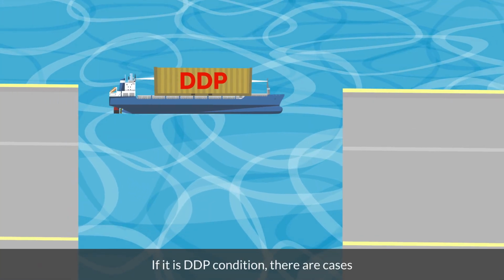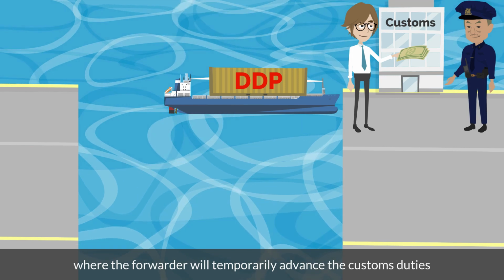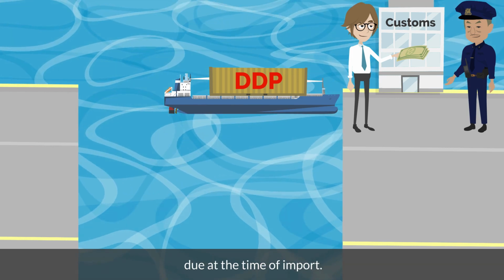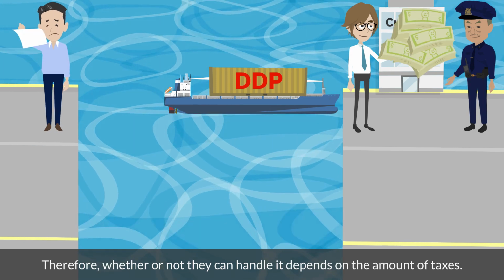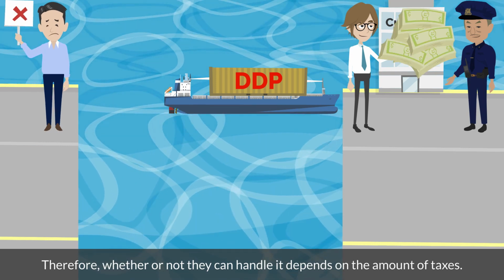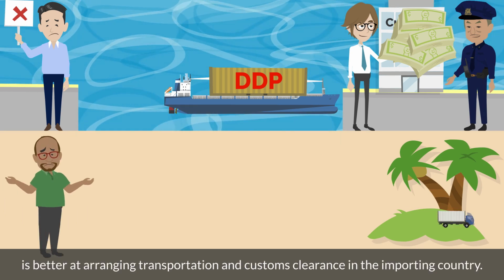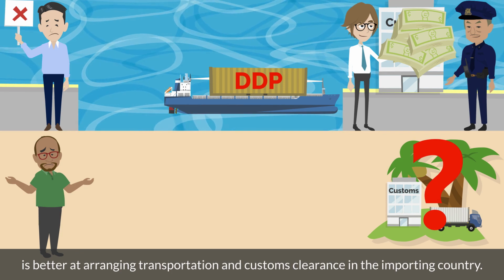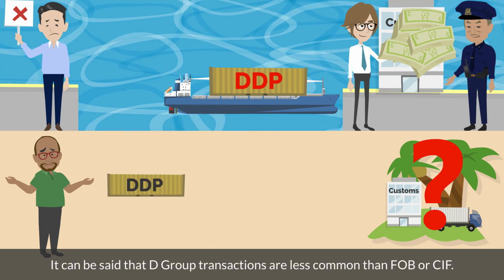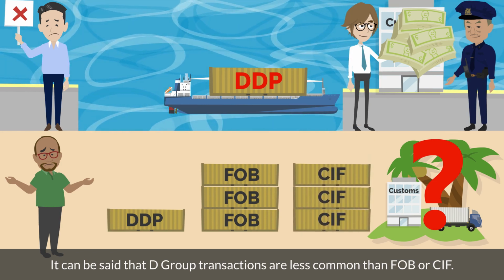If it is DDP condition, there are cases where the forwarder will temporarily advance the customs duties due at the time of import. Therefore, whether or not they can handle it depends on the amount of taxes. It is rare that an exporter in another country is better at arranging transportation and customs clearance in the importing country. It can be said that D group transactions are less common than FOB or CIF.